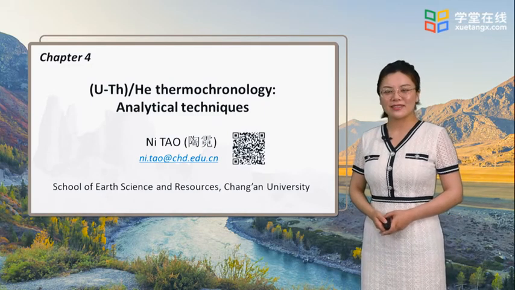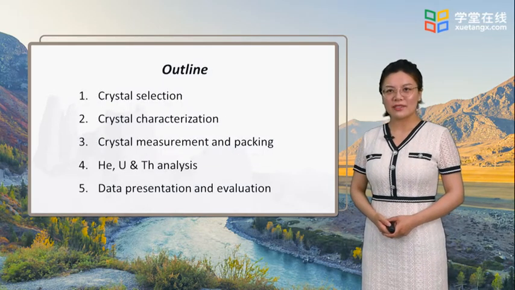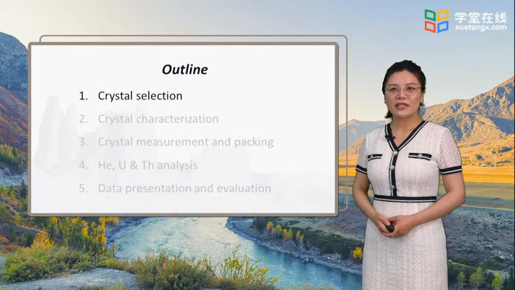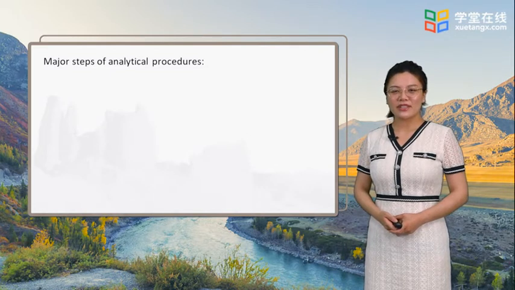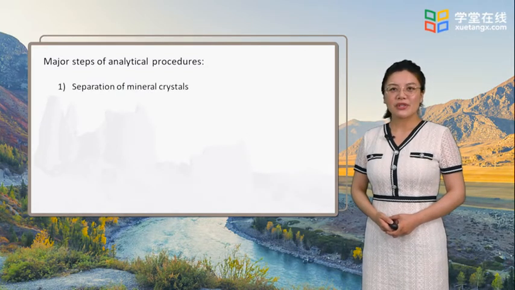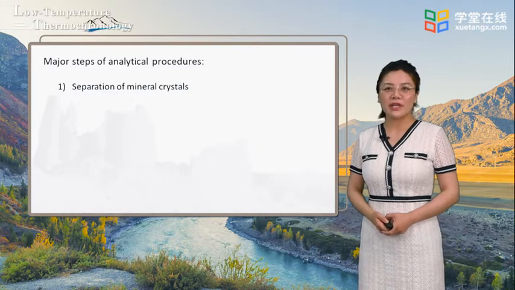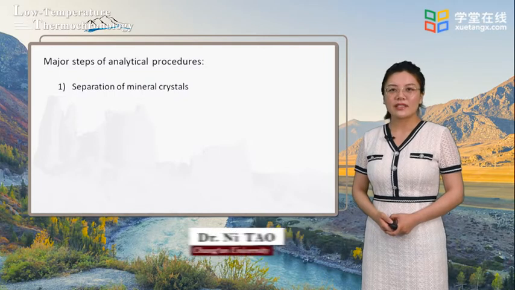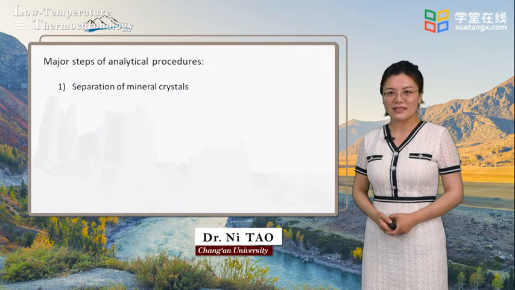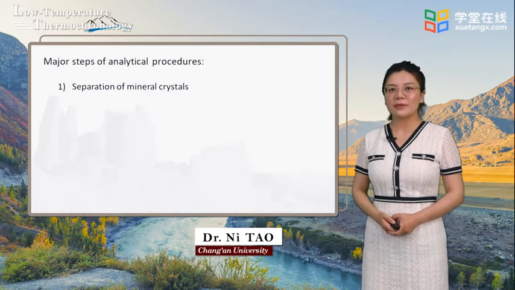This is the outline of this chapter, and first, we'll be starting with crystal selection. The major steps of analytical procedures include, first, separation of ideally intact and inclusion-free mineral crystals. Once rock samples are crushed, target minerals, normally apatites and zircons, are separated using conventional heavy liquid and magnetic techniques, and then these separates are purified by hand-picking under microscopes.